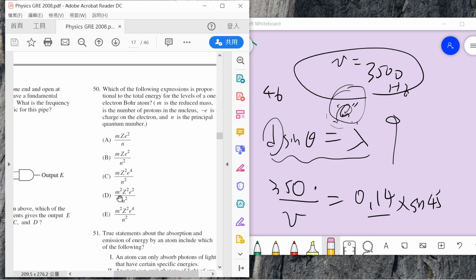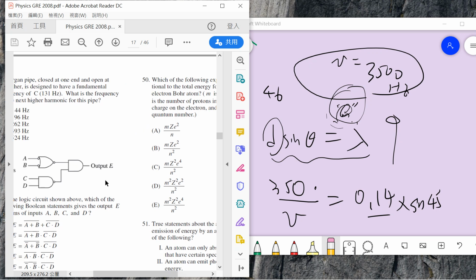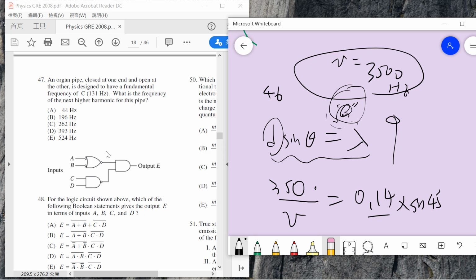Okay, then this is 47. This is an old question, so let me remind you guys of some formulas you need to remember.